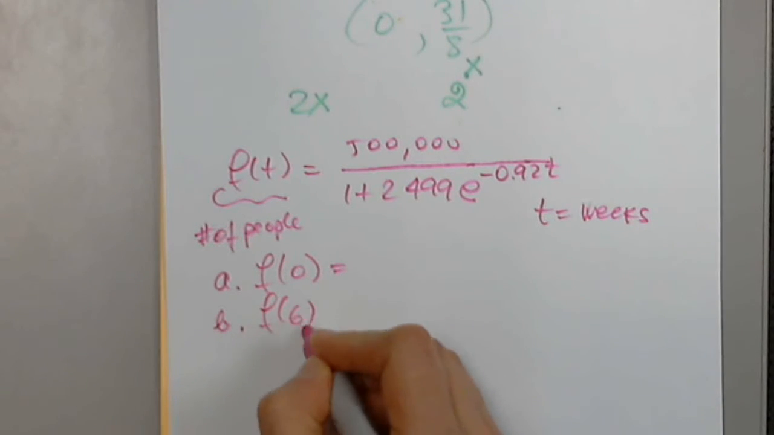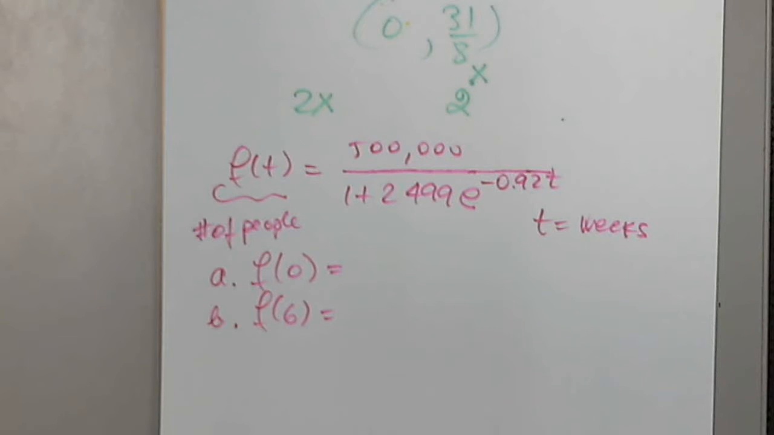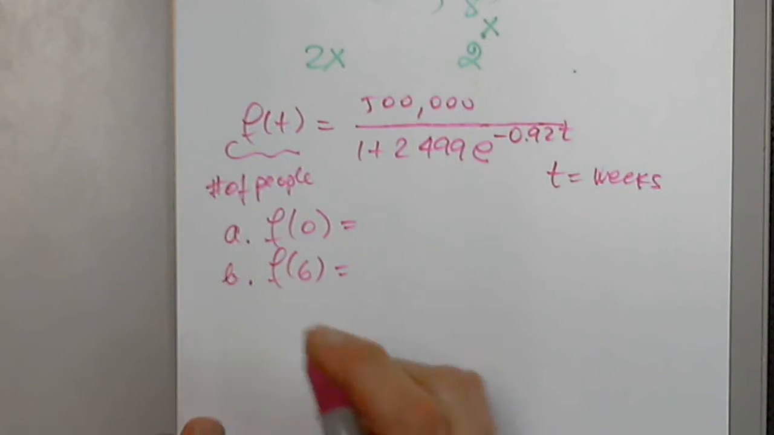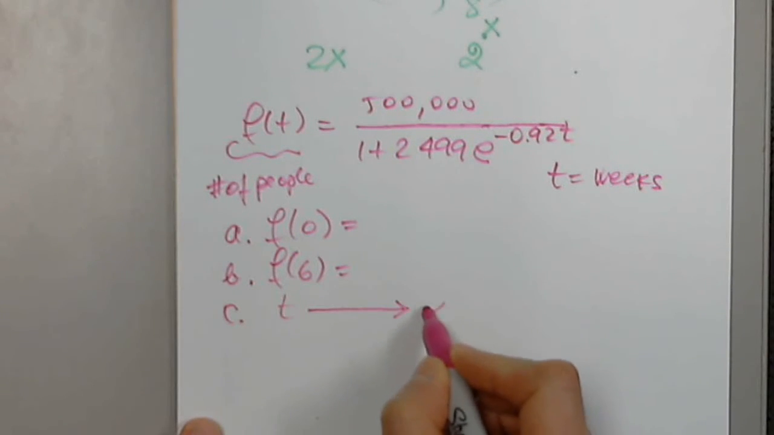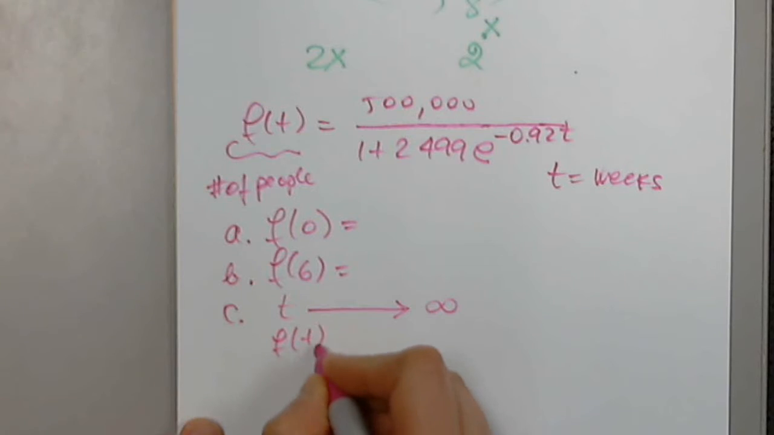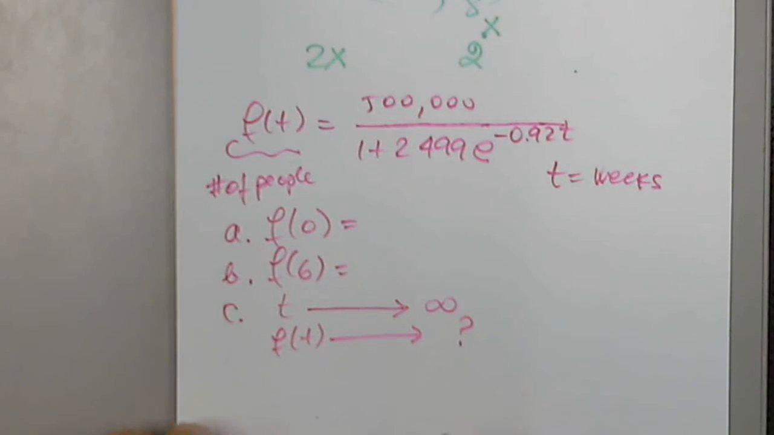F of 6. We'll come back to that in a minute. And final question, what is the limiting size of the population that can get ill? 500,000. Correct. So in other words, this means when t increases without bound, where will f of t go? 500,000. Correct. So all these 3 questions will be answered with a graphing calculator.